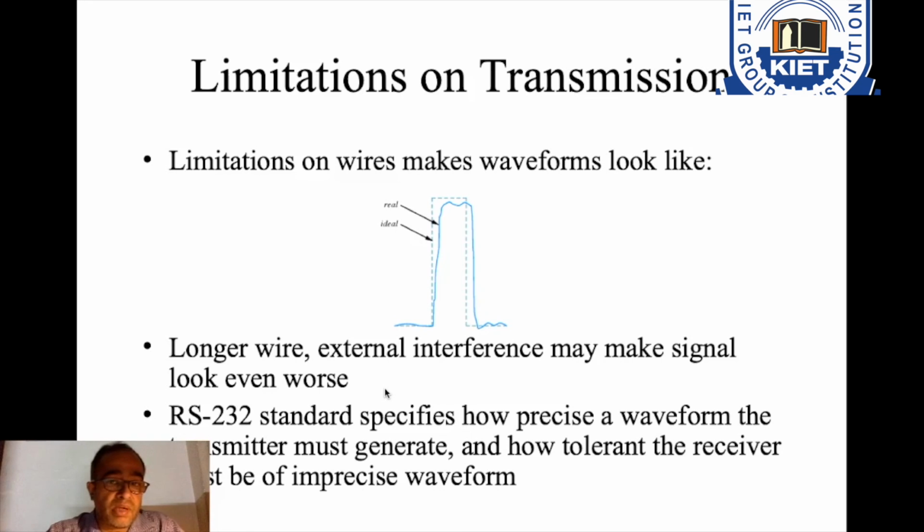Now there are some limitations on the transmission. When the data transmission signals are being sent on the wire, the problem is that there can be a deformation in the signal, and if the deformation happens, then the receiver should be smart enough so that any deformation happening does not result in the loss of the signal.